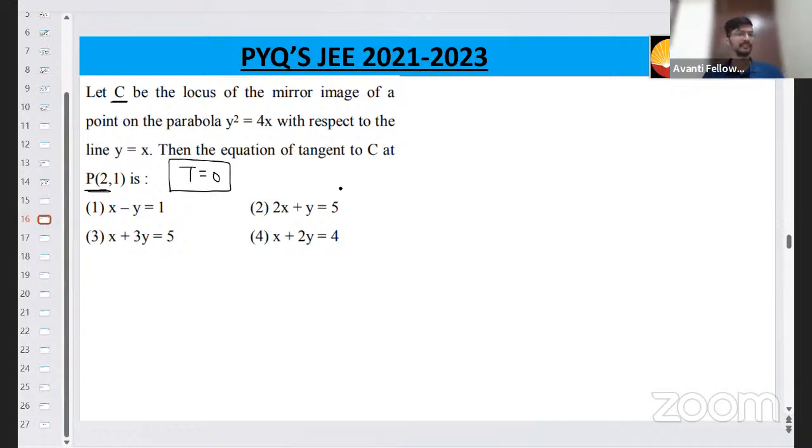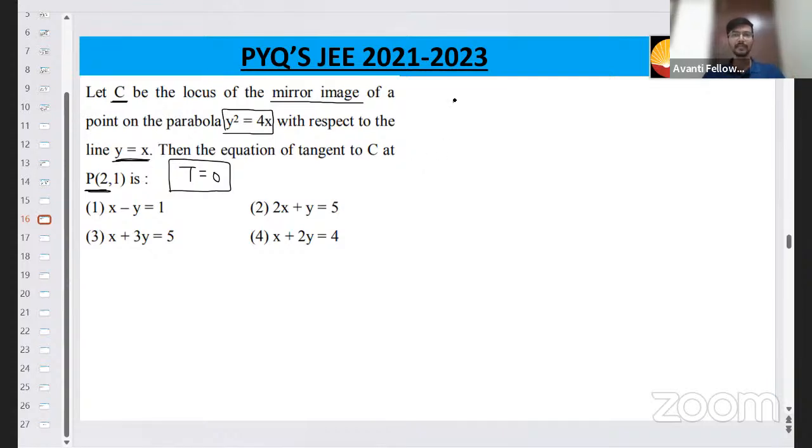Now, it is a very simple question if you think logically. Let me explain it to you. Here, it is saying that every point on the parabola y square equal to 4x, right? That is the meaning of locus. If we take the mirror image of any point of this curve, that means basically we take the mirror image of this curve itself in the line y equals to x.